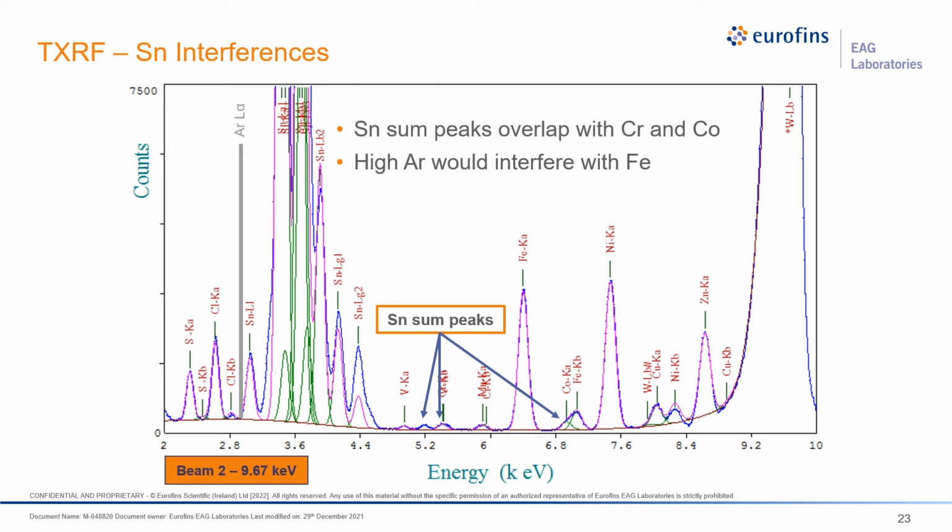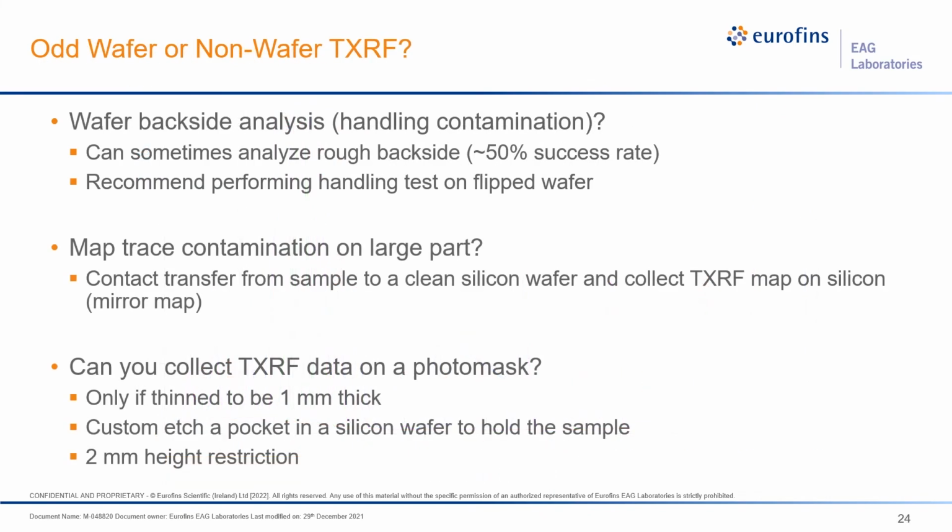And then I want to go into some questions we commonly get as well. I'll term it as odd wafer or non-wafer TXRF. So we get requests for wafer backside analysis, which if the backside of the wafer is polished, isn't a problem. We can load the wafer in upside down and map the surface. However, some smaller wafers have unpolished, rough backsides. We can sometimes run these rough backsides. I'd say we have about a 50% success rate.